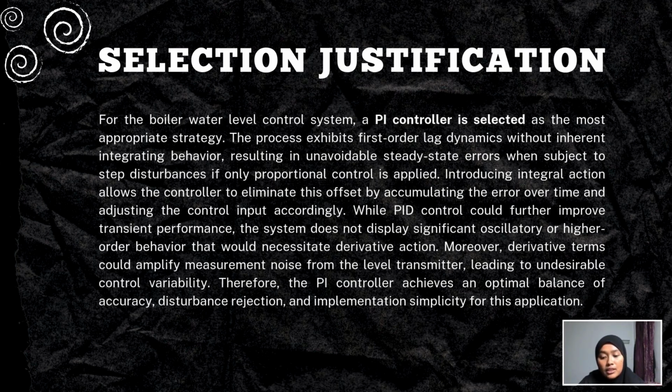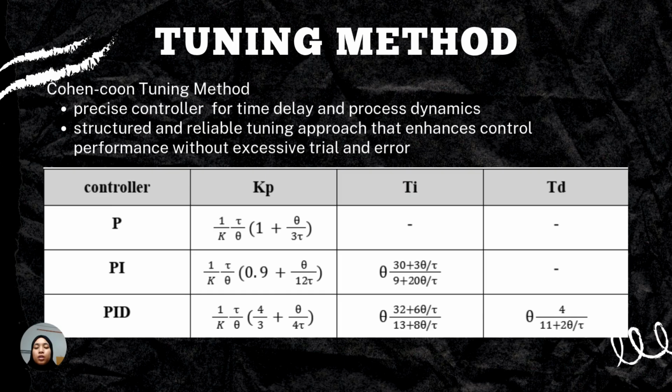Introducing integral action allows the controller to eliminate this offset by accumulating the error over time and adjusting the control input accordingly. While PID control could further improve transient performance, the system does not display significantly oscillatory or higher order behavior that would necessitate derivative action. Moreover, derivative terms could amplify measurement noise from the level transmitter, leading to undesirable control variability. Therefore, the PI controller achieves an optimal balance of accuracy, disturbance rejection, and implementation simplicity for this application.